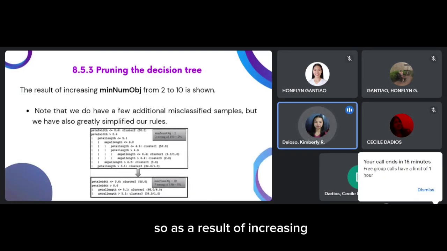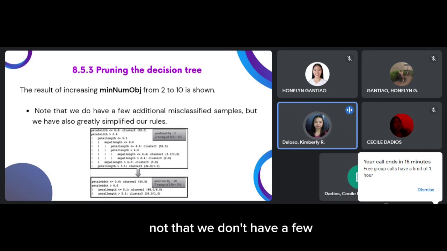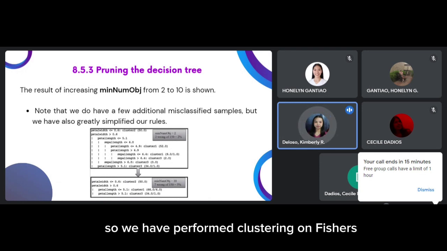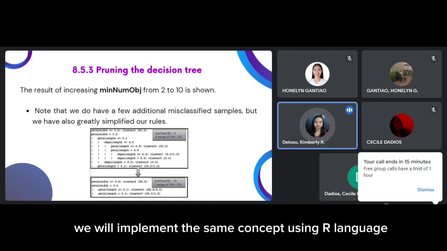So as a result of increasing the minimum number of objects from 2 to 10 is shown. Note that we don't have a few additional misclassified samples, but we have also greatly simplified our rules. So we have performed clustering on Fisher's iris dataset using Weka, and in the next section, we will implement the same concept using R.